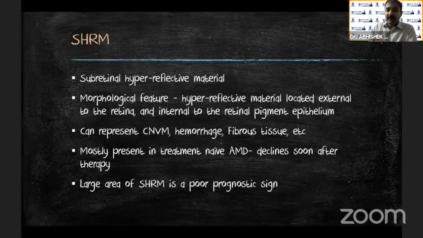And mostly it is present in treatment-naive AMD. When you start treatment, the membrane shrinks, the blood goes away. So the incidence of SHRM also reduces. You see less of SHRM. If you have a very large area of SHRM or a very thick SHRM, it's usually a poor prognostic sign.